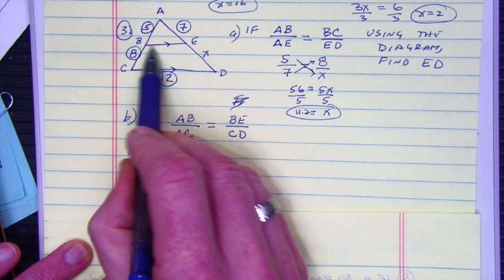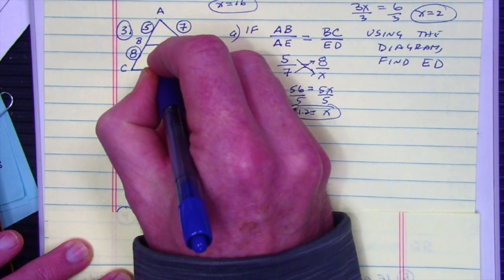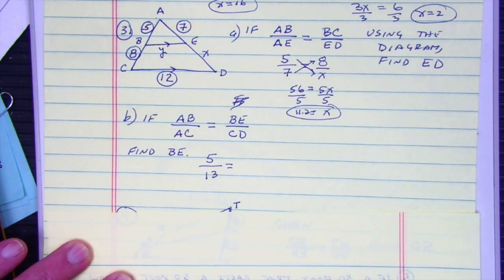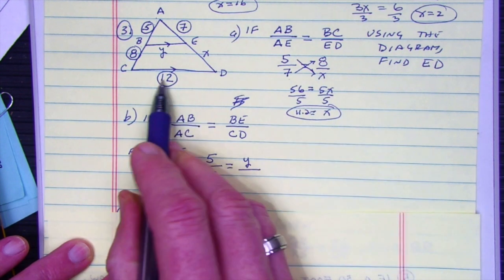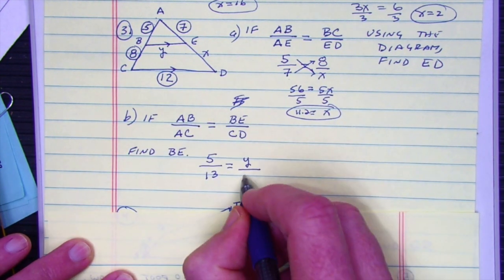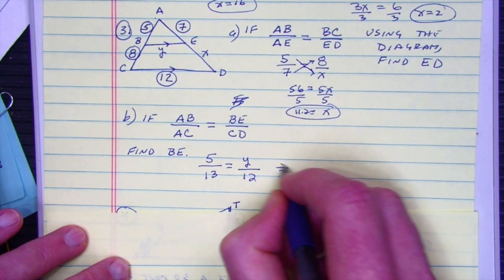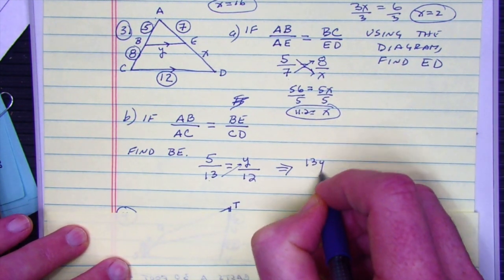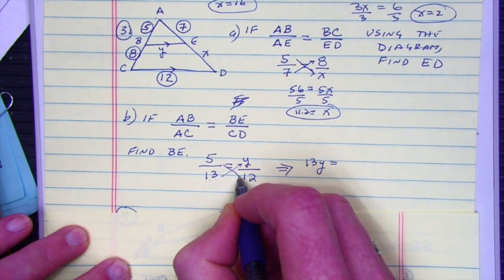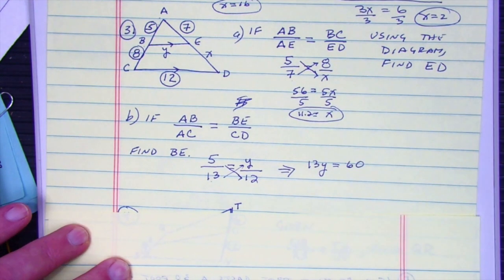We don't know that one. I'm not going to call that X, though. I'm going to call it a different variable, so I'm going to use Y there. So I'm going to call that Y over CD, which was what? 12. Okay? So all I did was substitute in those values. So now if I cross multiply, I'm going to do 13 times Y is equal to 5 times 12, which I believe is 60.